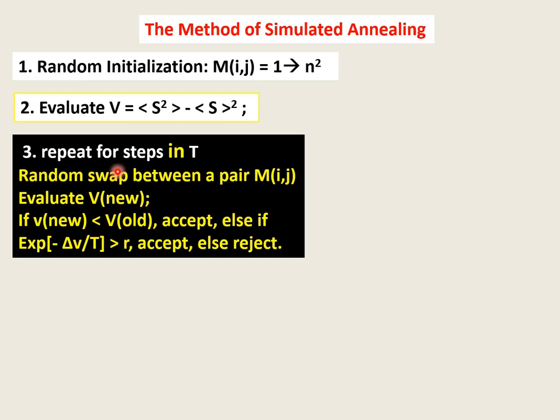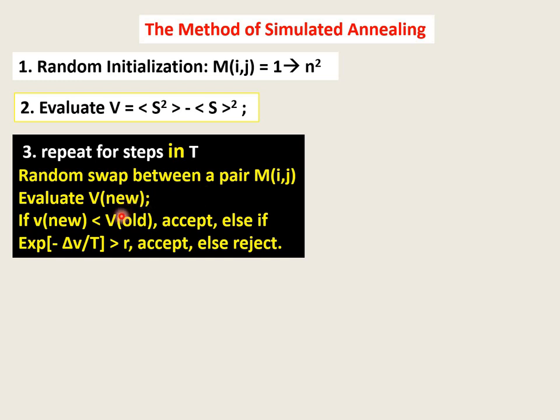You repeat for steps in T. That means for a particular temperature you have taken, and how many steps you have declared as input, that is how many steps it will search. Search means what it will do. It will swap between a pair taken randomly, the values of those two elements. And then obviously the variance value will change. You calculate that new variance.